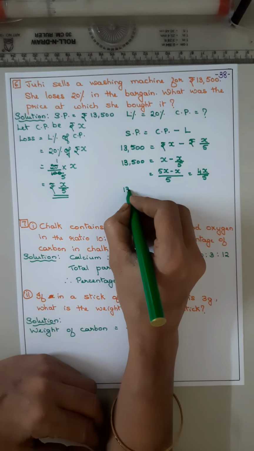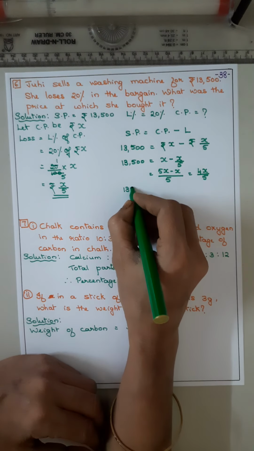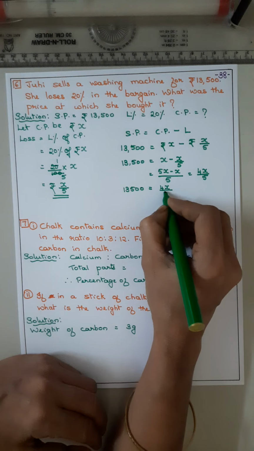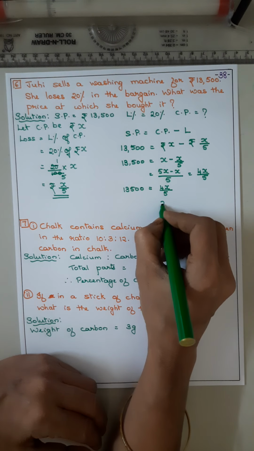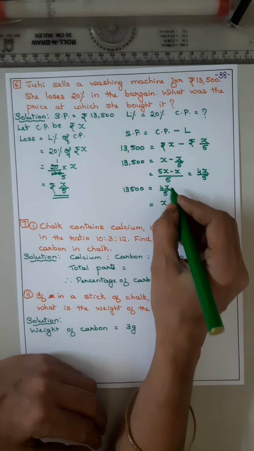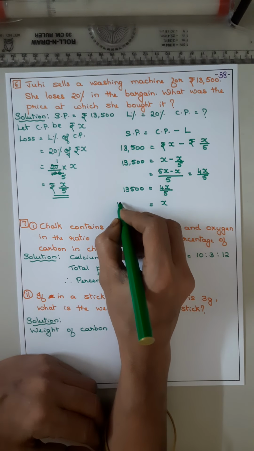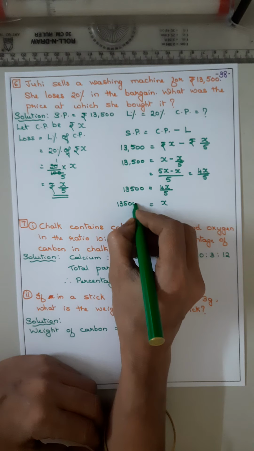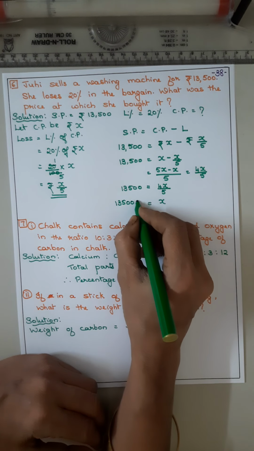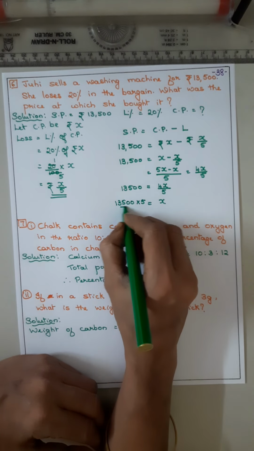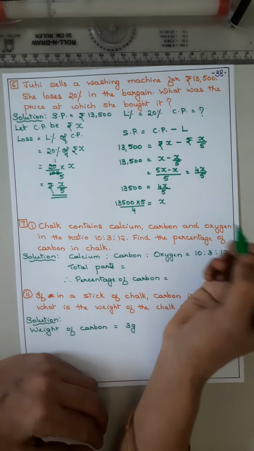So 13,500 is equal to 4x by 5. So x is equal to, x इधर ही रखो, x is equal to कितना आएगा, लेफ्ट साइड में 13,500 है और ये 5 न्यूमरेटर में जाएगा और ये 4 डिनोमिनेटर में आएगा.